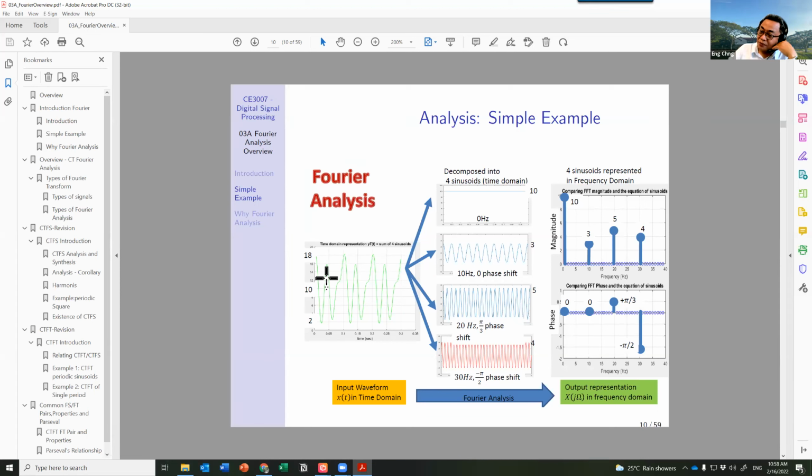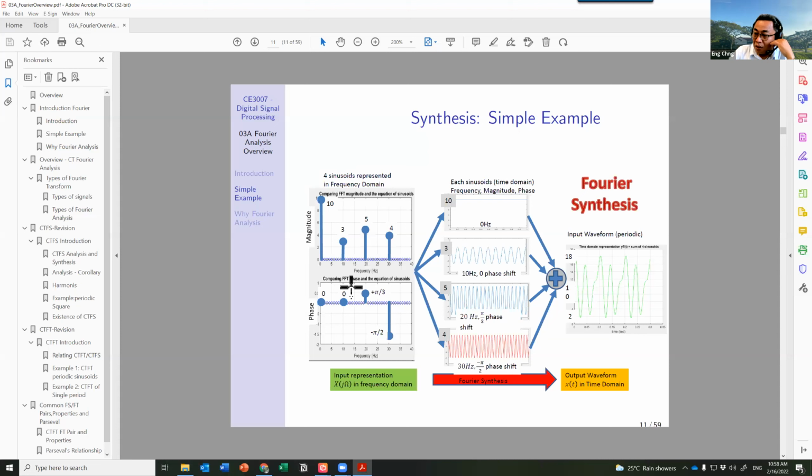Wonderful, isn't it? It's very, very cool. Okay, so this is synthesis. That means from here, we generate each one of them, and we add them. Okay, there, the synthesis part. All right, what else is there?